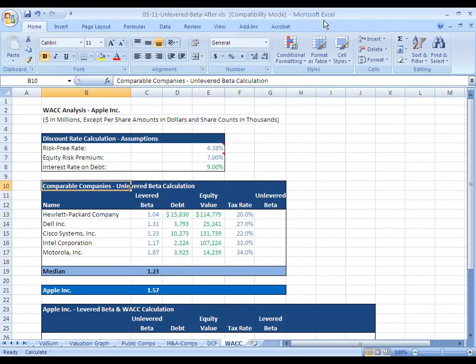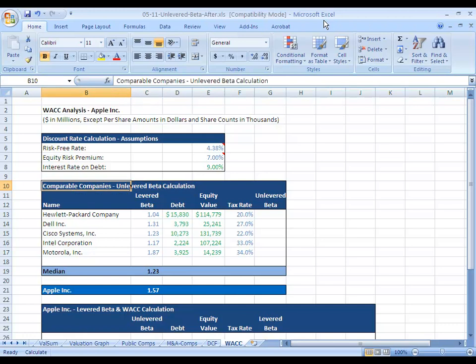In this lesson, you're going to learn about how to calculate the unlevered beta for each of our comparable companies, and then how to use this metric as part of our DCF and WACC analysis here. Now, this lesson introduces a lot of new terminology and some new concepts.